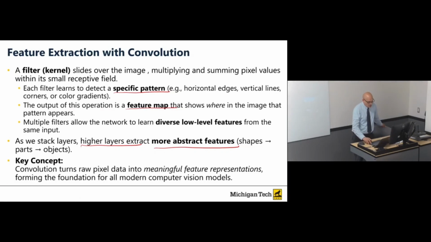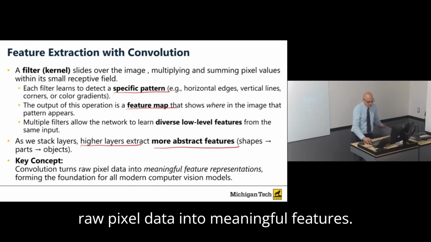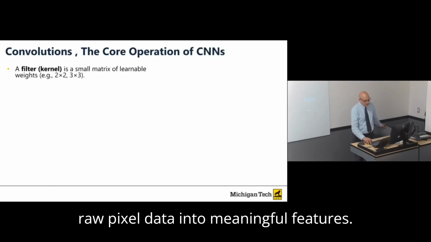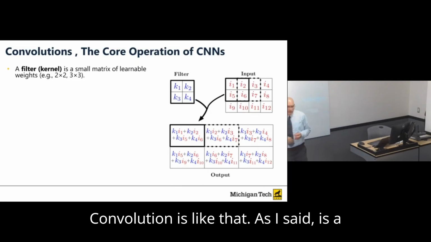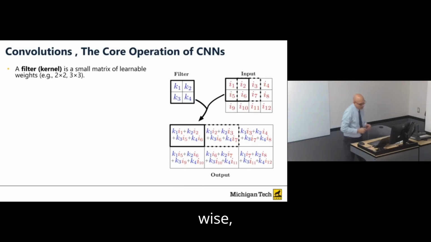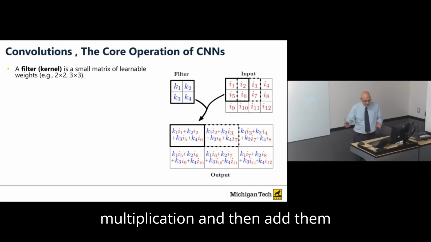Okay. So the convolution turns raw pixel data into meaningful features. So how does convolution work? As I said, it is element-wise multiplication, and then adding them together.